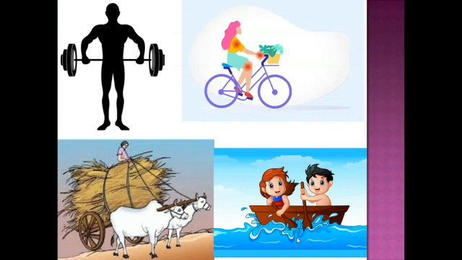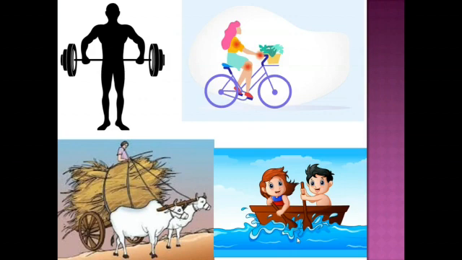Okay, so in all these examples, children, what did we notice? We have noticed that we have been using the help of the muscles to do all these works. See, in the first picture, he is stretching his muscles. He is using his muscles to lift the weight. In the second, you can see that she has been pedaling. She has been using all her force to pedal the cycle. Here, the bullocks have been applying a force. In the next picture, the kids have been applying a force to move the boat a little further.